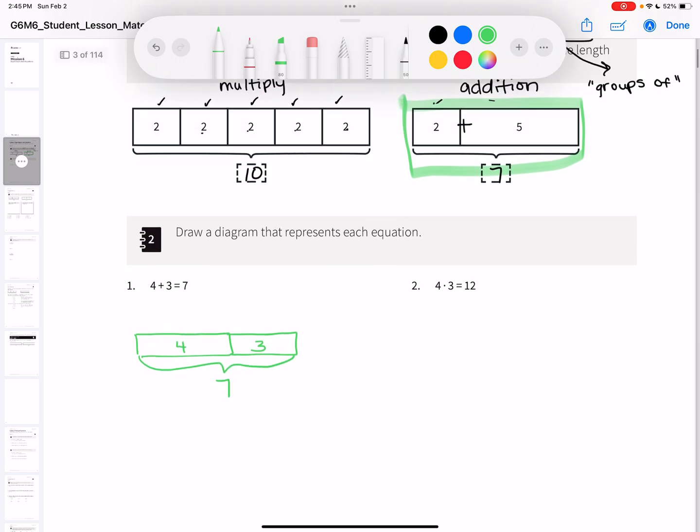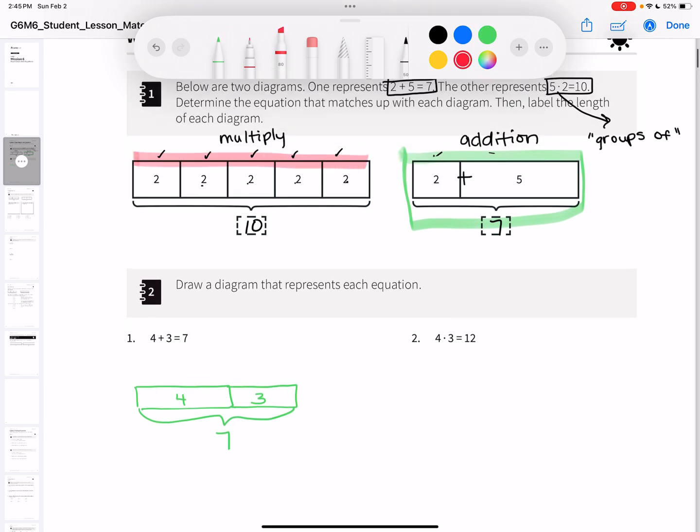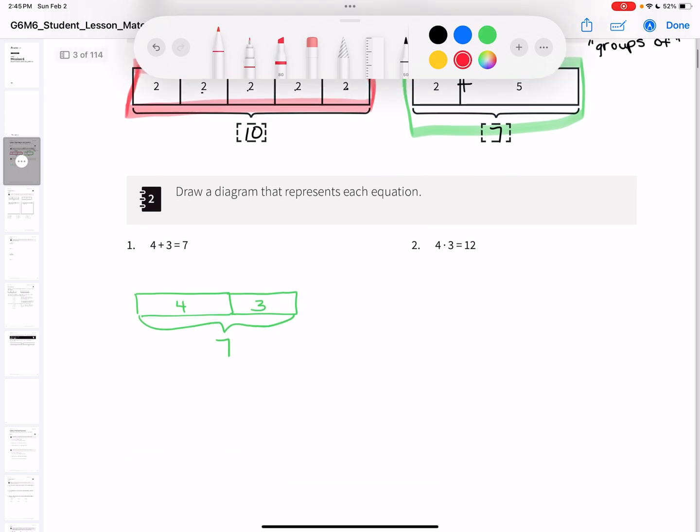Okay. Now this one is our multiplication one. So if I'm going to follow that one, for 2 it says 4 times 3 equals 12. So I should have 4 groups of 3. So that looks like this. I have 4 groups with 3 in each group to get me a total of 12.